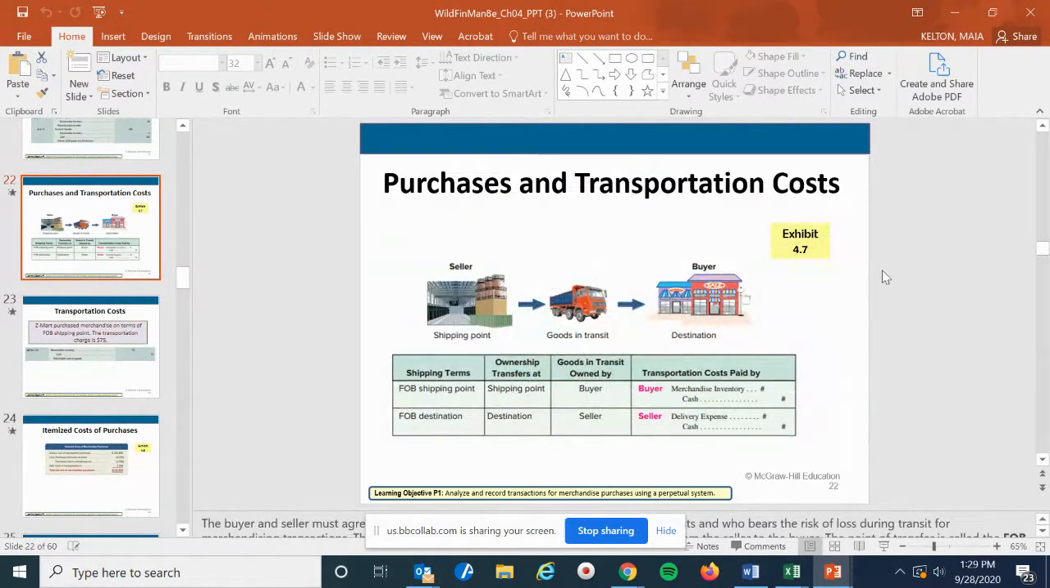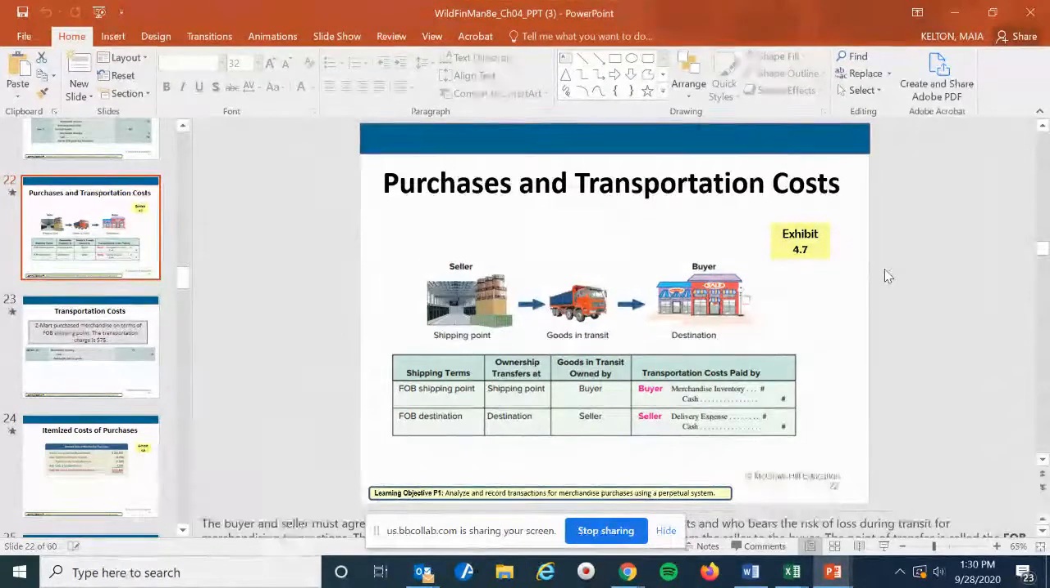All right, whenever a merchandiser purchases inventory, they have to deliver that inventory to a location somehow. From an accounting perspective, we need to learn how to look at transportation costs, and we need to be able to determine how to account for transportation costs. The shipping terms determine at what point in time the ownership transfers from the buyer to the seller of inventory.